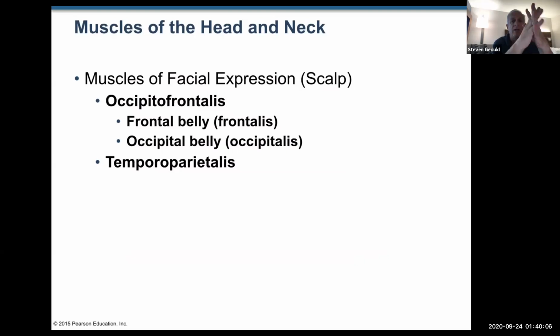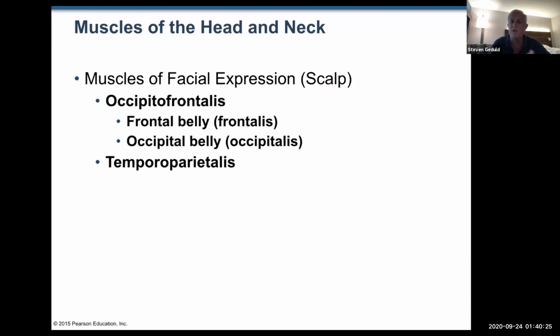Occipitofrontalis muscle. Okay, now think about the word. The most posterior bone in your skull is your occipital bone. The most anterior bone is your frontal bone. So now we have a muscle, the occipitofrontalis muscle. It runs from the back of the skull, from your occipital bone to your frontal bone. So it runs over the top of your skull.